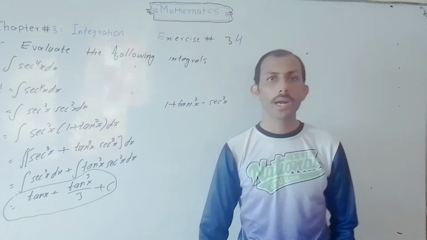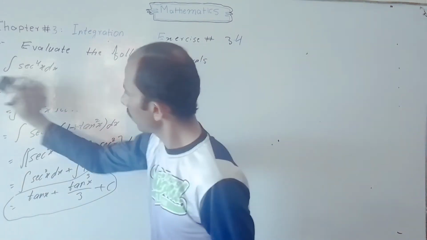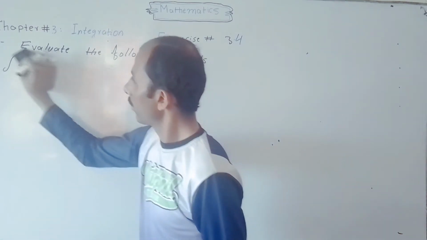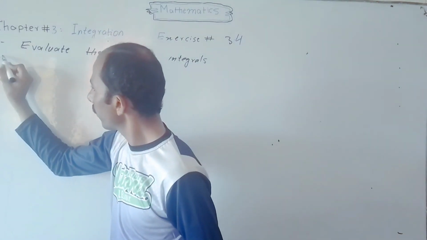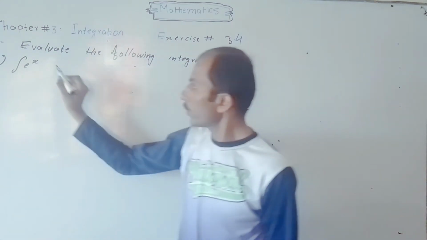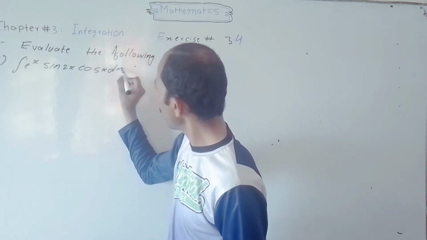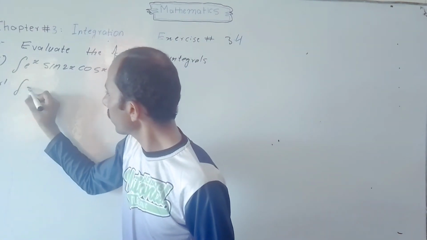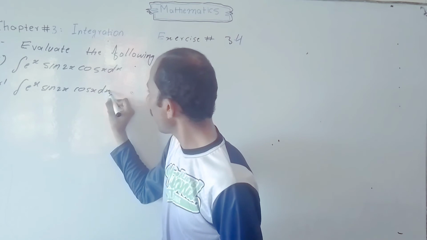Next, question number 1, part number 3, that is integral e^x sin 2x cos x dx. So first, as it is, equal to integral e^x sin 2x cos x dx.